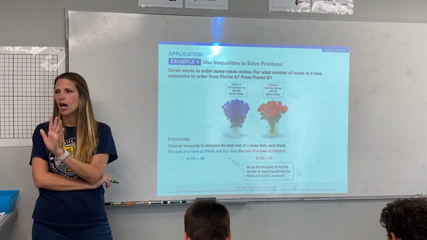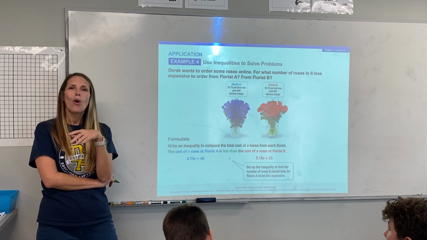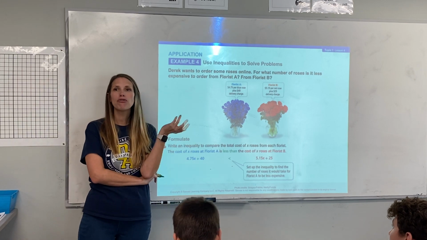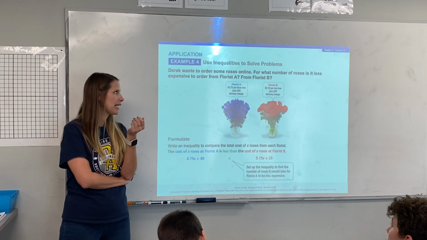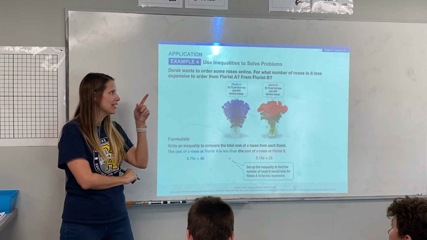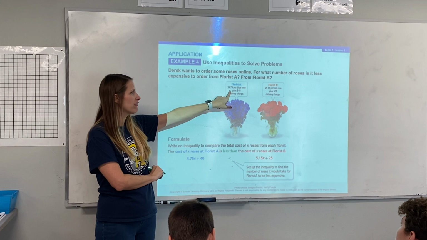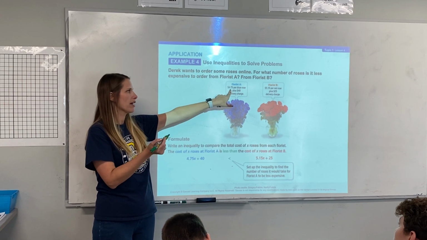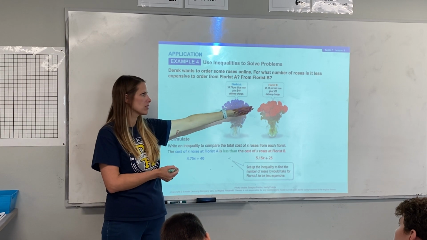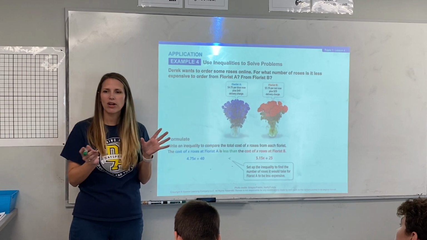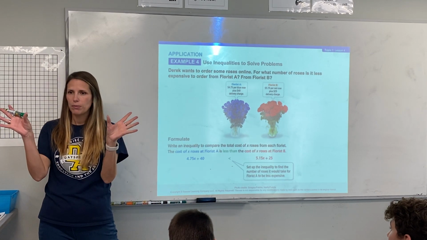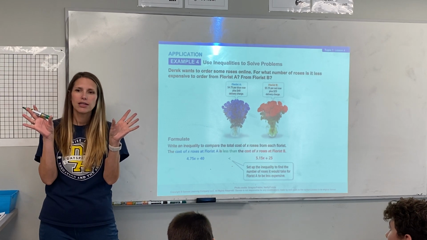We used to solve problems like, how many roses would make florist A equal to florist B? And then we would just make 4.75x for rose plus 40 equals 5.15x plus 25. But we're not trying to find what would make them equal to each other.